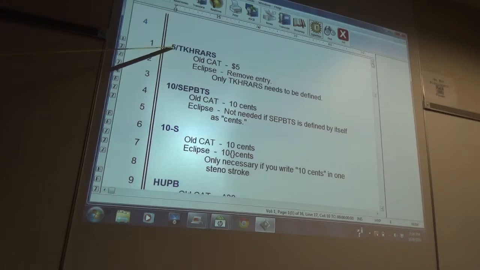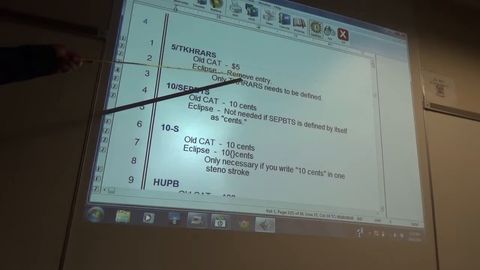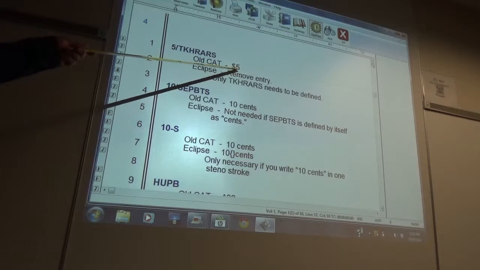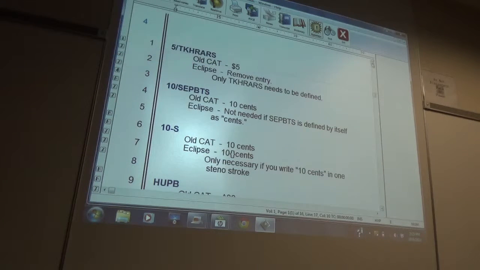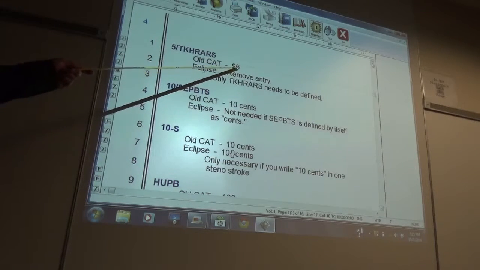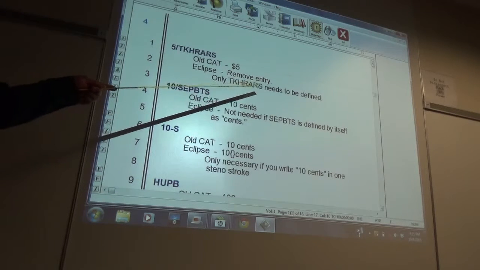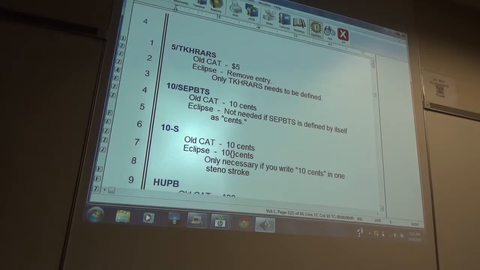So if you do it this way, $5, this is the way that we used to do it. You don't need to do that anymore. And if you have it in your dictionary that way, if you got your dictionary from someone else and it's in there that way, then you need to remove that entry and redo the entry for that. Okay? Only dollars needs to be defined. Okay? So 5 should already be the FIVE.